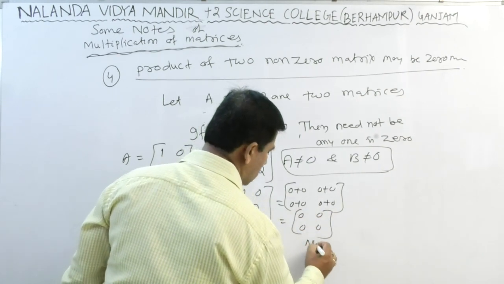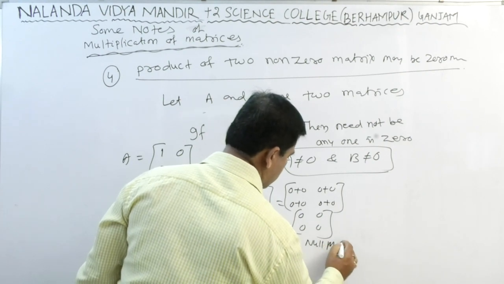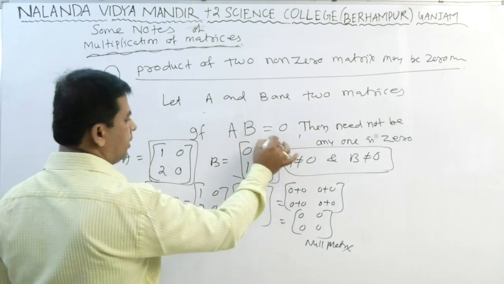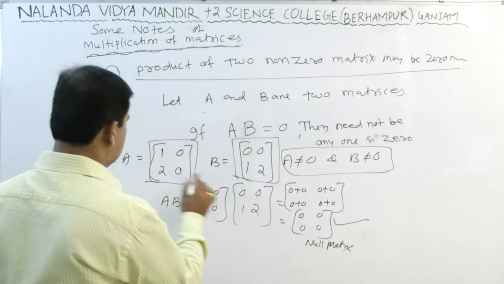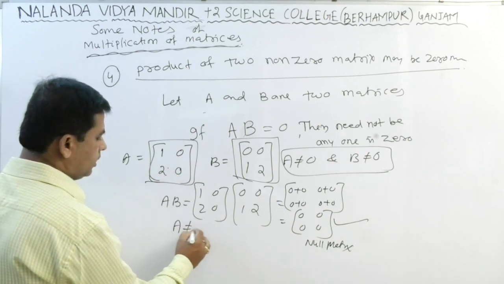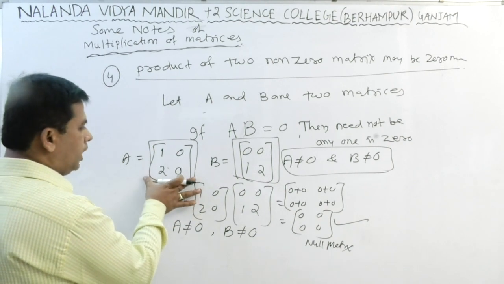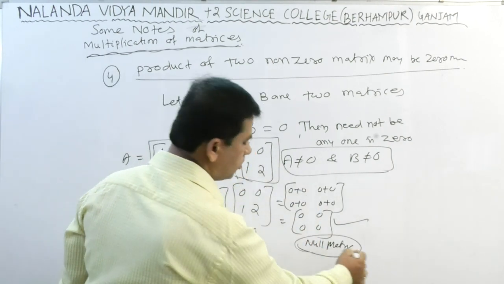This is our null matrix. We can multiply A matrix and B matrix and get a null matrix, that is a zero matrix. But A is not equal to 0, B also not equal to 0. We multiplied two non-zero matrices, but their product is a zero matrix.